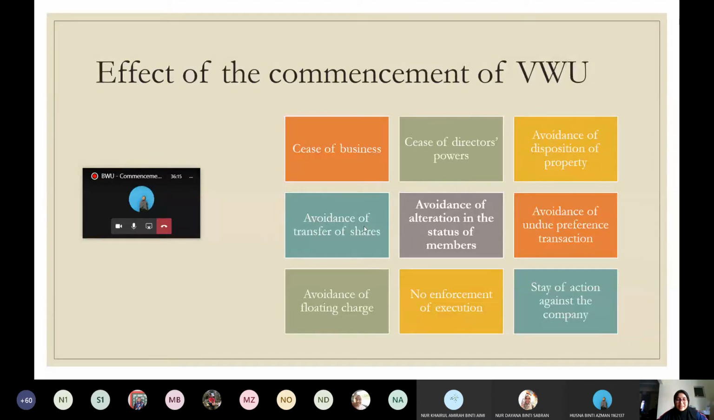Yang ni kita discuss part of yang ni tadi. Avoidance of transfer of shares dan juga alteration in the status of members pun it cannot be done, except with the sanction of the liquidators. And then there cannot be undue preference transaction to particular creditors. Okay, and then avoidance of floating charge. And floating charge cannot be created within 6 months prior to the commencement of the winding up. Okay, and then there is no enforcement ataupun if there is any action pending at the court, the action ataupun the proceeding will be stayed. Okay, so that's it for the topic of the commencement of the winding up and its effect.